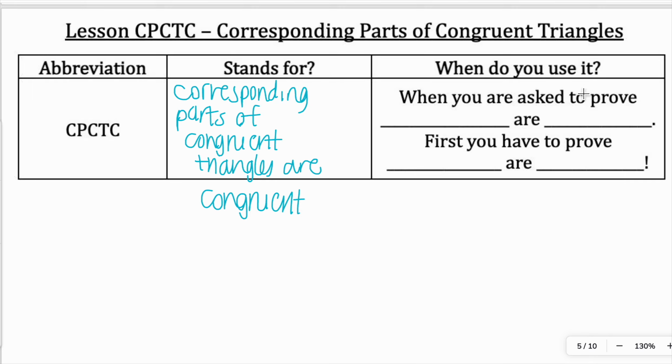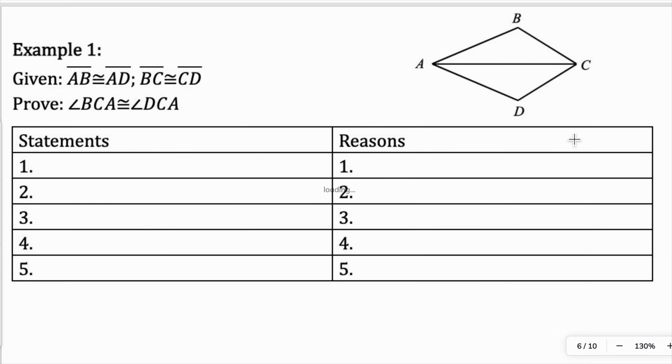So, when do you use it? When you are asked to prove parts are congruent, first you have to prove that triangles are congruent. We're going to see quite a bit of proofs today in this lesson. This is usually when you would use it, when you're trying to prove specific parts that are congruent that might not have been given to you, and you can prove that the triangle is congruent. Because the triangle is congruent, all corresponding parts would be congruent as well. So let's go ahead and try example 1.